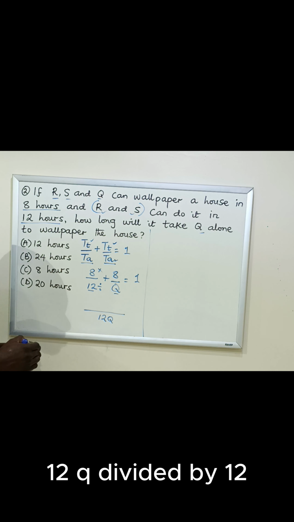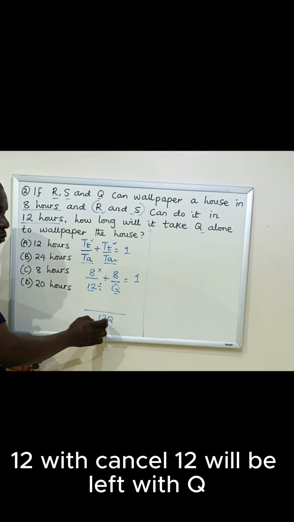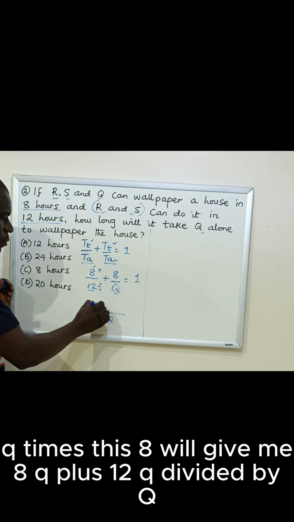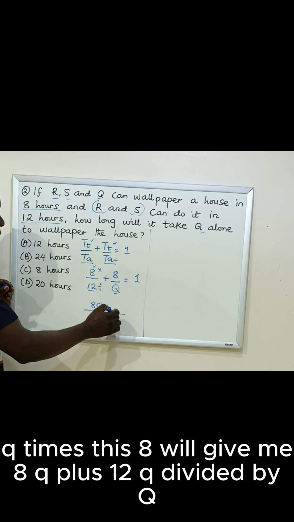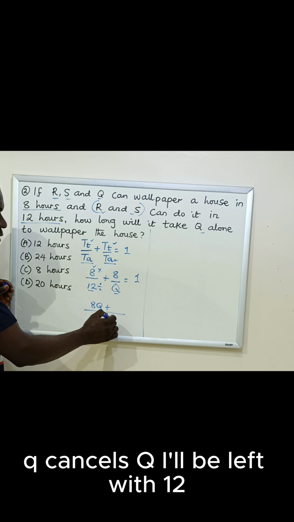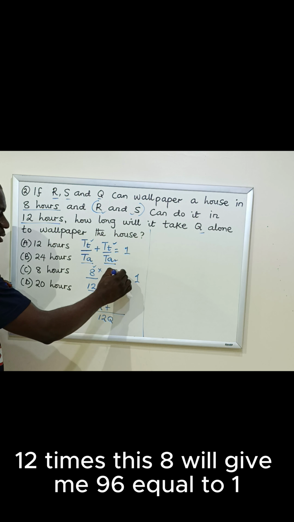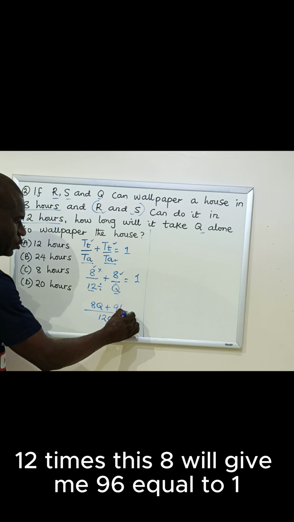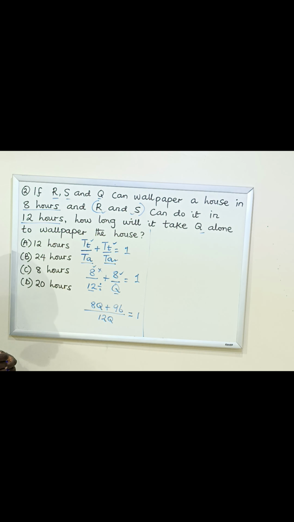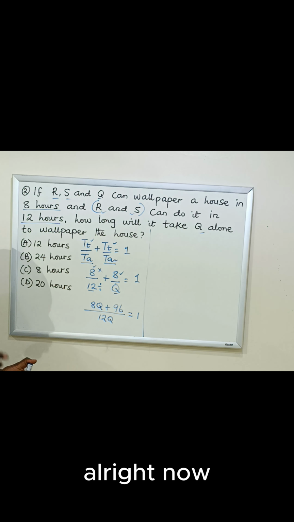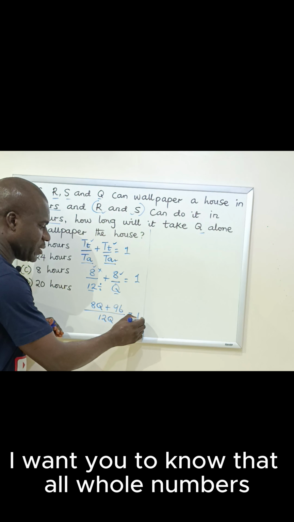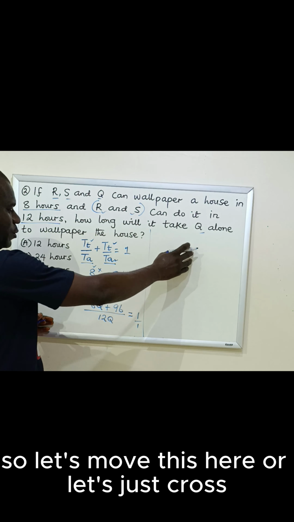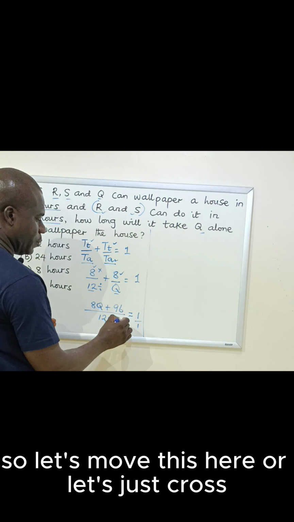12Q divided by 12: 12 cancels 12, and we are left with Q. Q times this 8 gives me 8Q, plus 12Q divided by Q: Q cancels Q, and I'll be left with 12. 12 times this 8 gives me 96, equal to 1. I want you to know that all whole numbers have a denominator of 1, so this can be 1 out of 1. So let's just cross multiply.